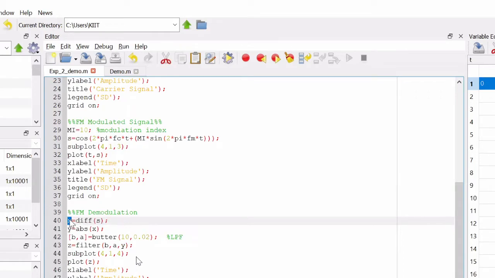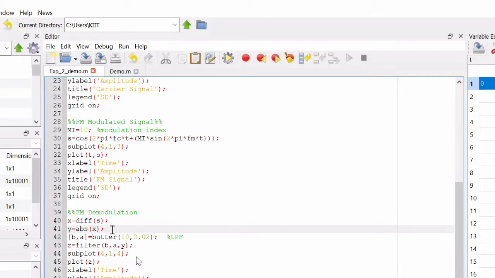X is encapsulating the differentiation of signal S. S is the actual FM signal, so the differentiated signal is captured in this X. Now the absolute value will be stored in Y. So this is the Y we are looking for. If you remember the explanation of Madam, then this should make exact sense to you. After this, we are able to actually transform the FM into AM.